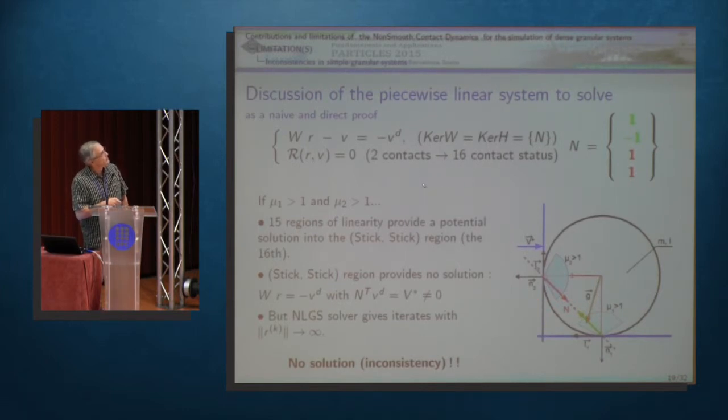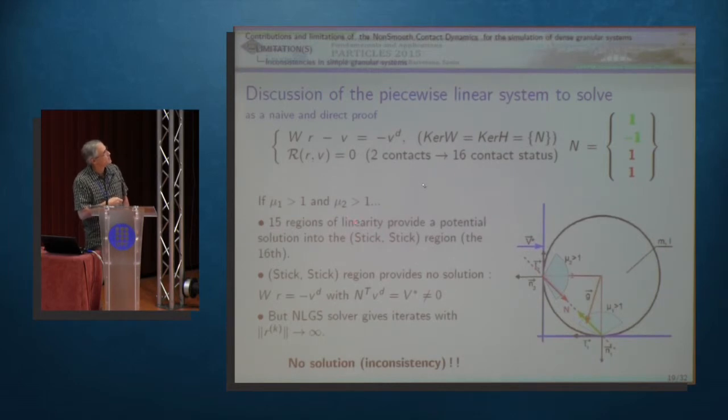And we have, in this case, 16 regions of linearity corresponding to the 16 contact statuses. We have two contacts, four statuses per contact. That means 16 contact statuses. And in this system, it is possible to compute all potential solutions provided by each region of linearity.